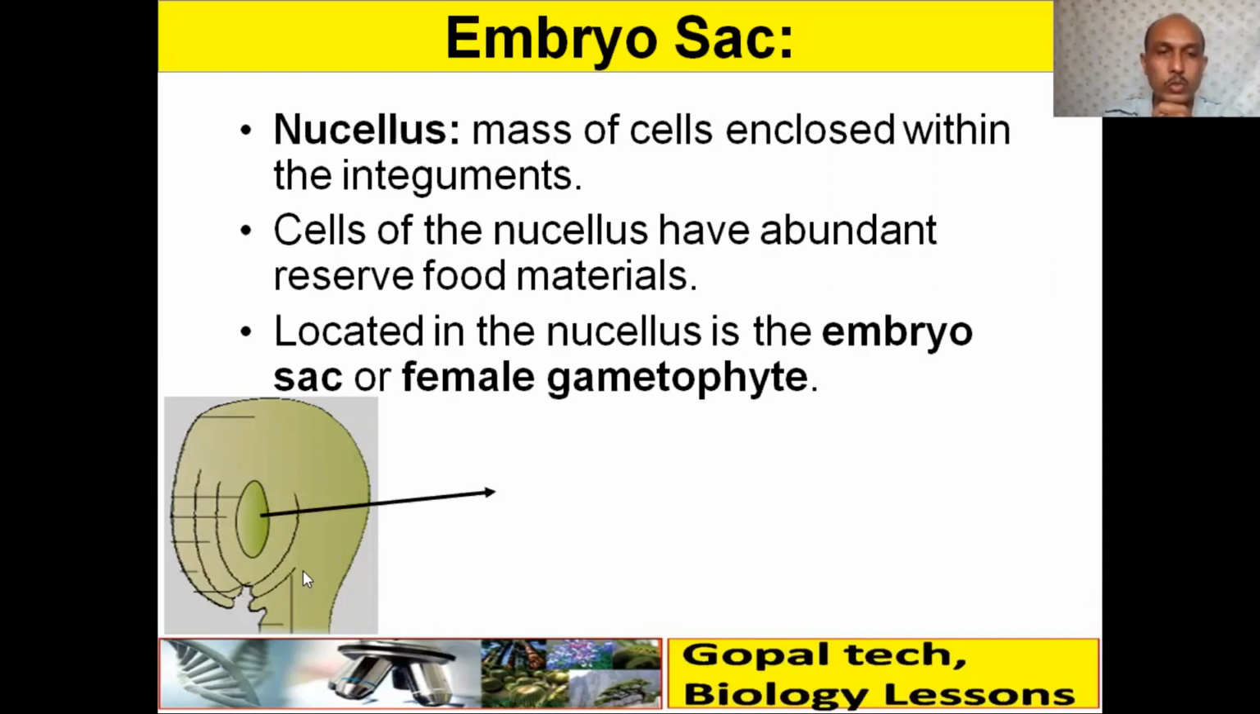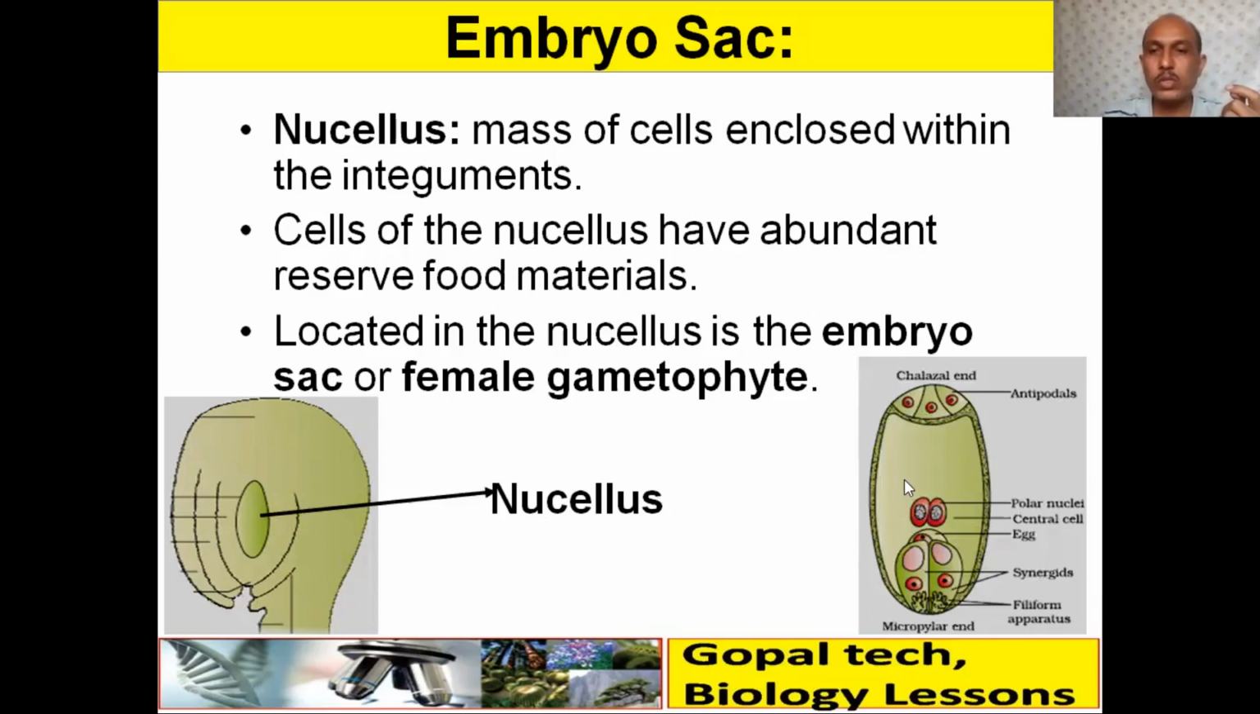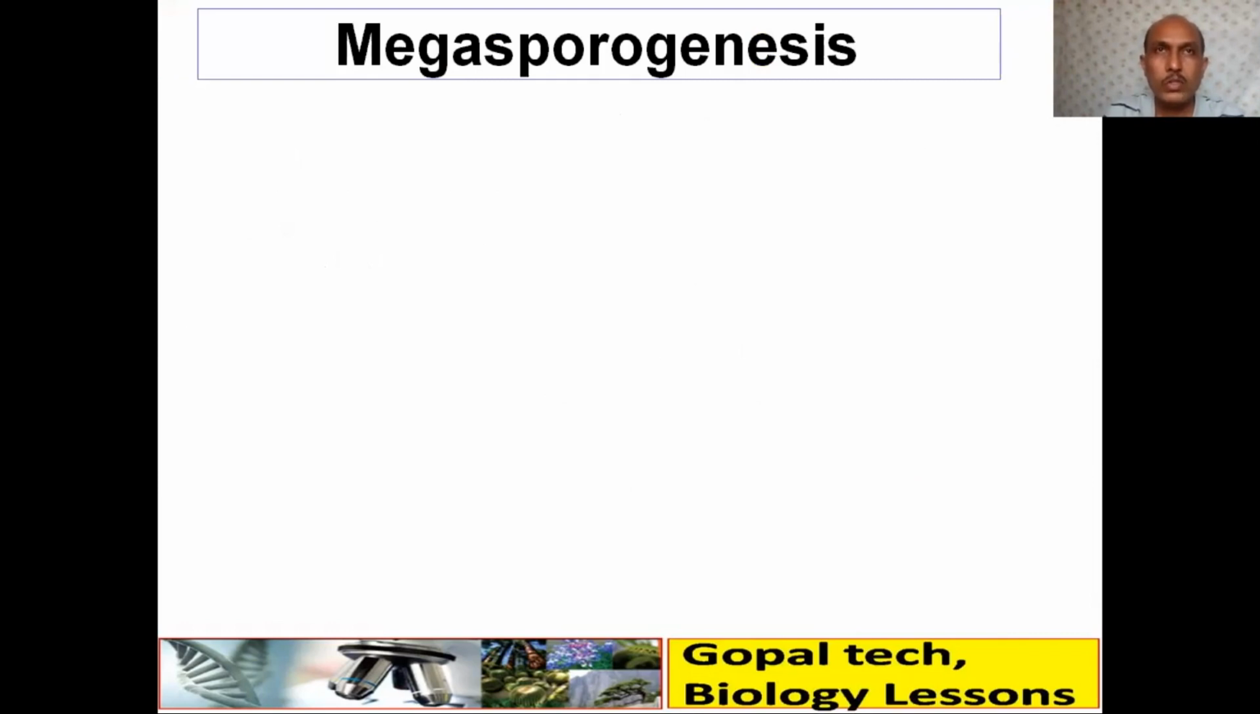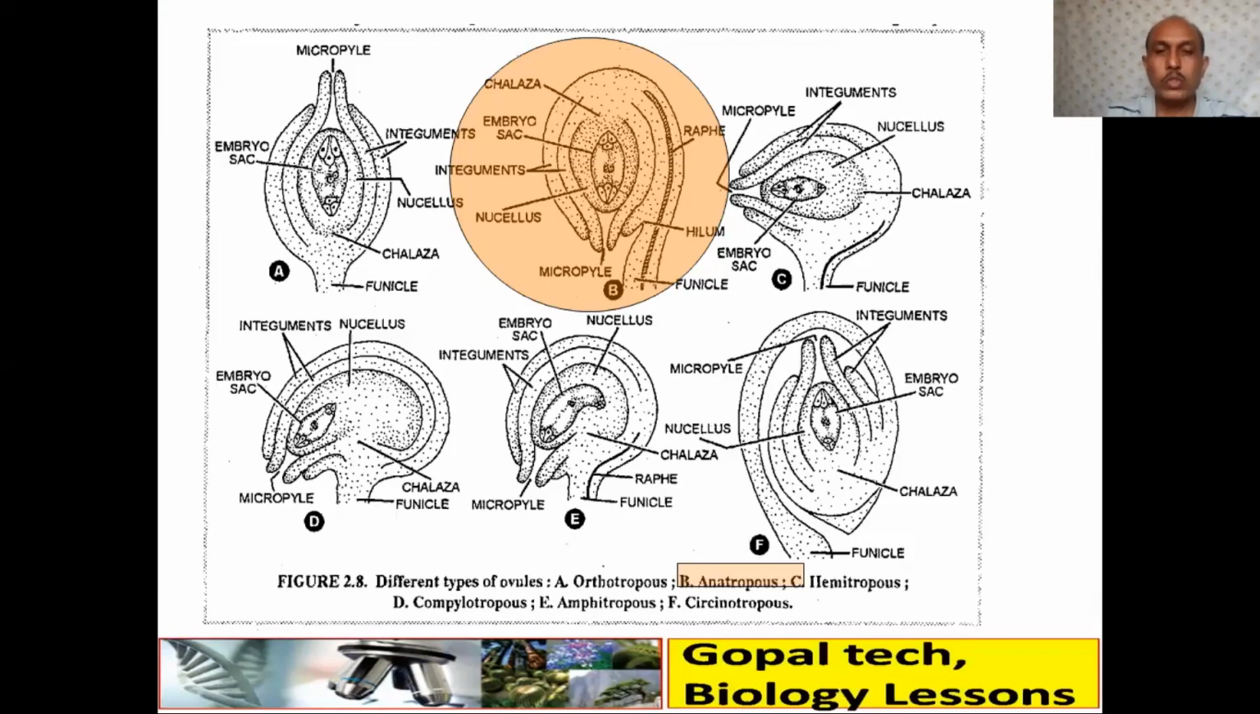Okay. So inside there is a nucellus, and this nucellus will develop into an embryo sac, which is called the female gametophyte. You can see there is a chalazal end and a micropylar end. Inside, different cells are there. We will see later. Now where is this developed from? This is developed from megasporogenesis. So this is a typical ovule.